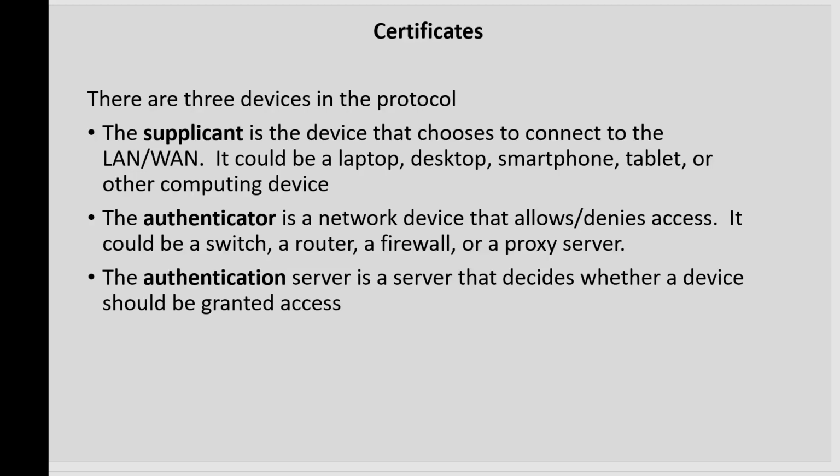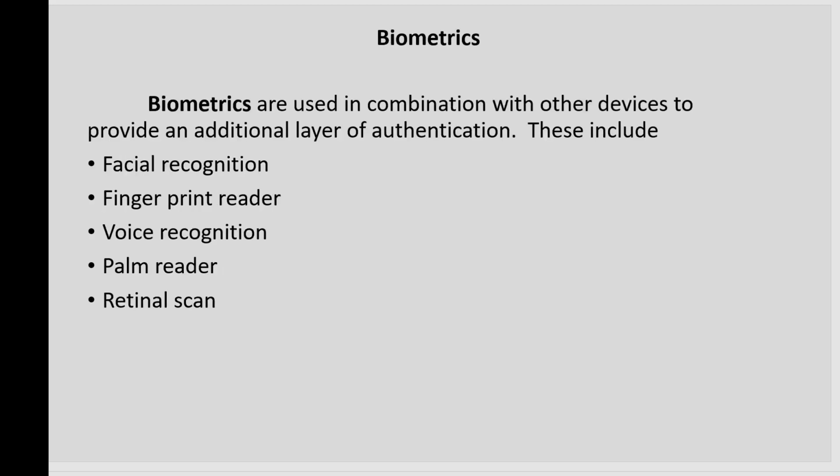There are three devices in the protocol. The supplicant is a device that chooses to connect to the LAN or the wide area network. It could be a laptop, desktop, smartphone, tablet, or other computing device. The authenticator is a network device that allows or denies access. It could be a switch, a router, a firewall, or a proxy server. The authentication server is a server that decides whether a device should be granted access.